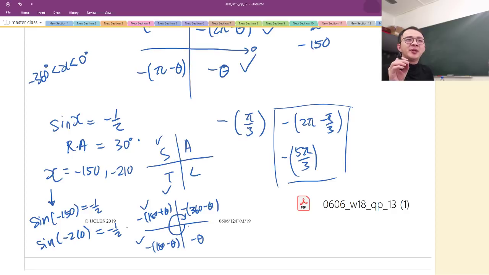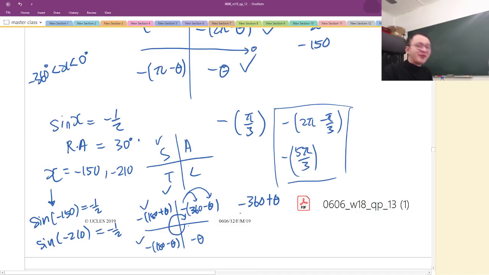So it would be negative 360 plus. If you want to multiply the negative into here, you will get negative 360 plus theta. But I prefer to leave my negative outside, then I can calculate quickly in my brain. The other one is the fourth quadrant, in this case it's not relevant. Just leave the negative outside.